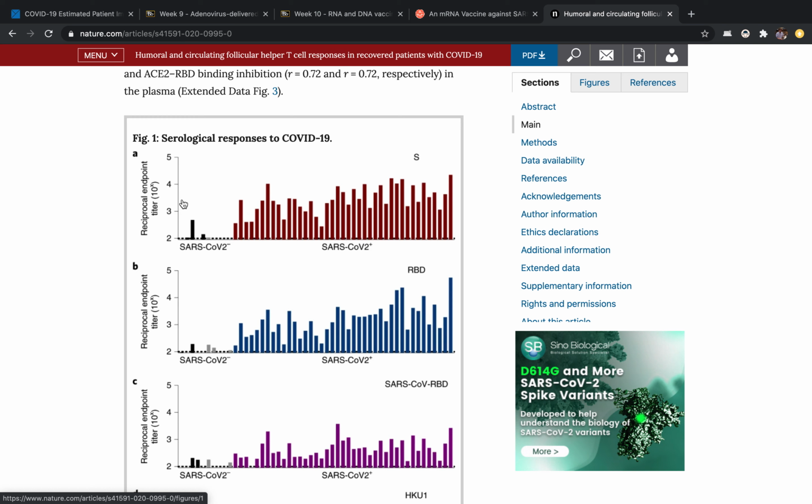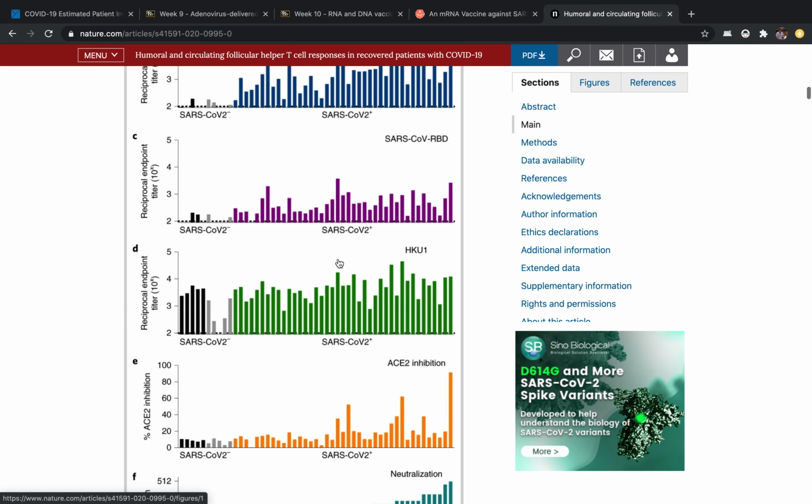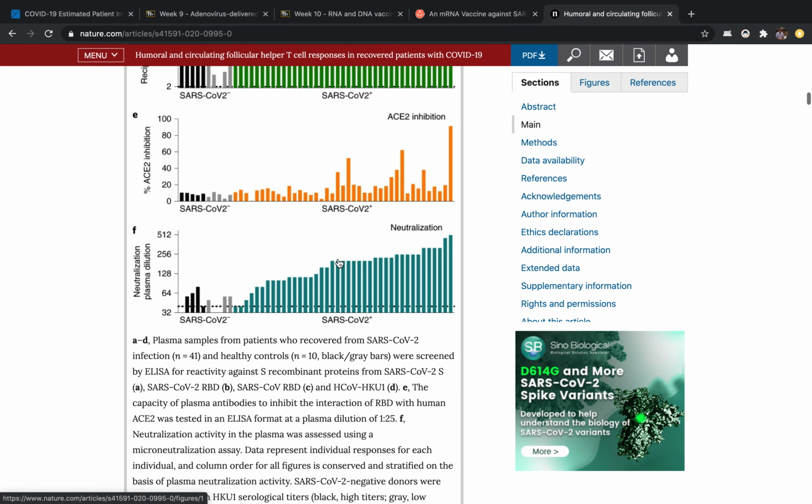But here we're looking at the endpoint titer. So think of it as the total amount. And so 4 means 10 to the fourth. That's why I'm saying 10 to the x over here. And so 10 to the fourth would be equivalent to 10,000. And so that's about the number we're hitting here. And the low end seems to be about 10 to the third, which is 1,000. So there you go. And you can look at all of those things.